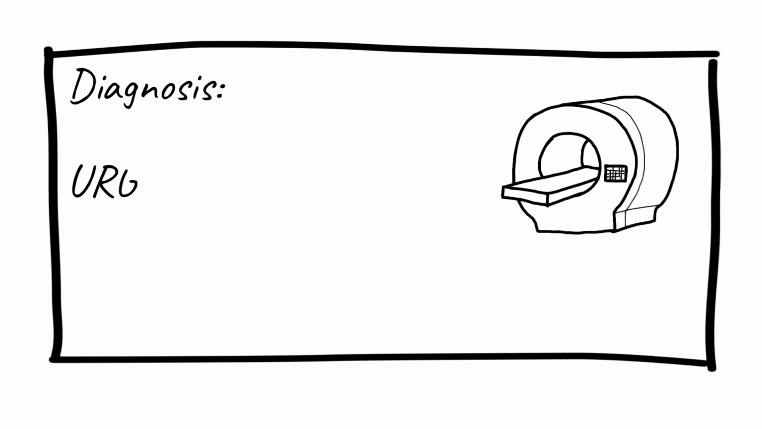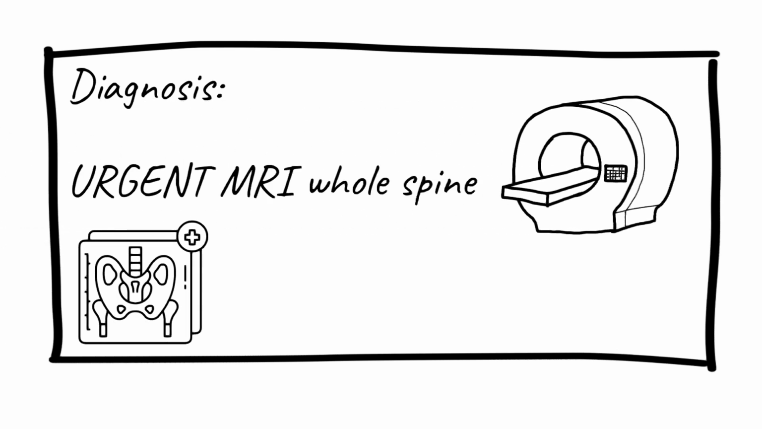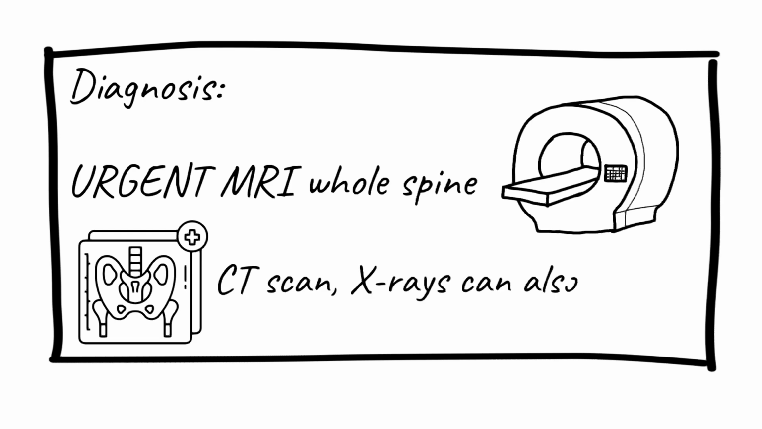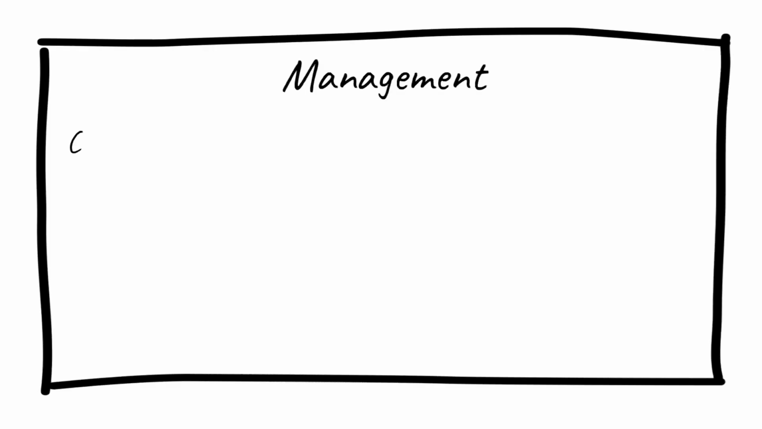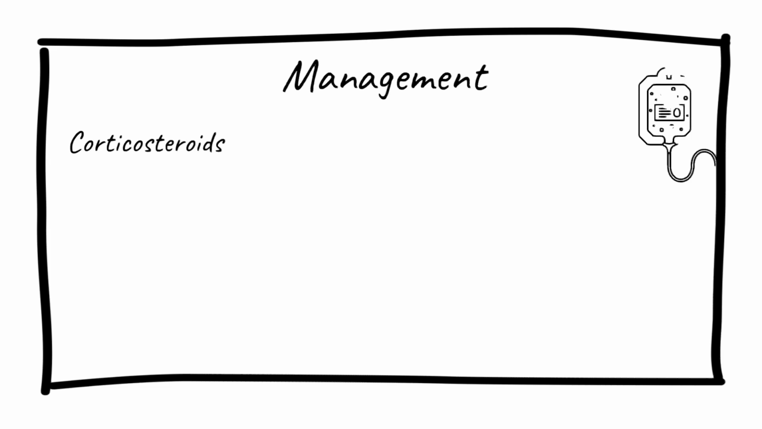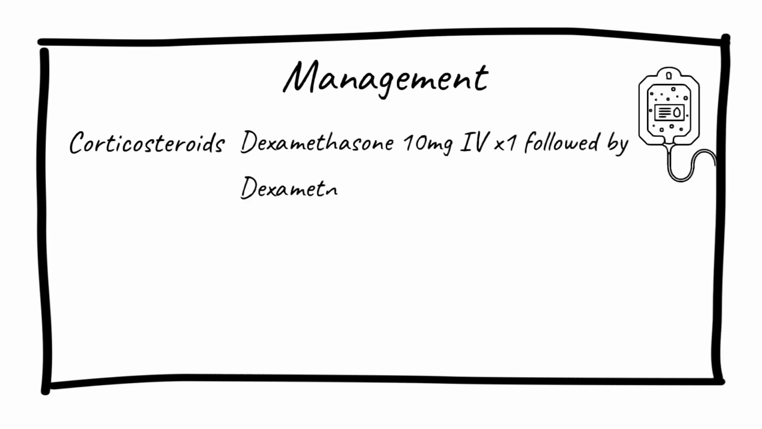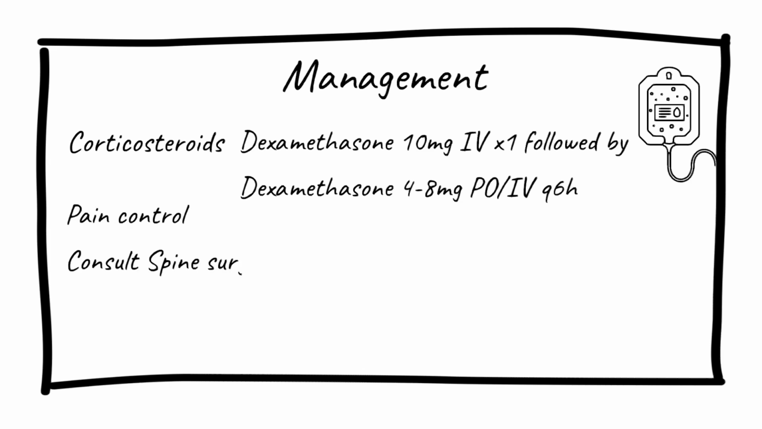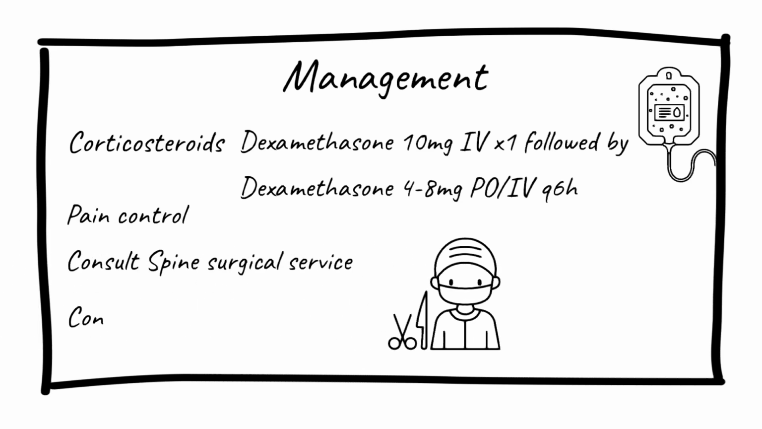For diagnosis, we will require an MRI of the whole spine, and if the MRI is contraindicated or not available, we will get a CT scan or an X-ray. For the management, corticosteroids are to be started as soon as possible, since the pretreatment function is the most important prognostic factor for ambulatory outcome. We will give them dexamethasone 10 mg IV, one dose, followed by dexamethasone 4 to 8 mg PO or IV Q6 hours. We will manage pain, and we will consult spine surgical services and radiation oncology.